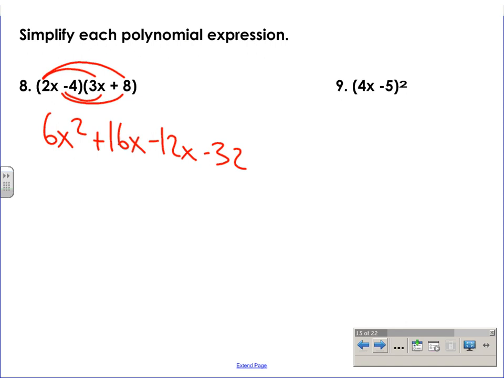So I multiply by distributive property. Now I can combine like terms to add. 6x squared has no like terms, so it comes down, 6x squared. 16x minus 12x becomes plus 4x, and then minus 32. And that would be my final answer for number 8.